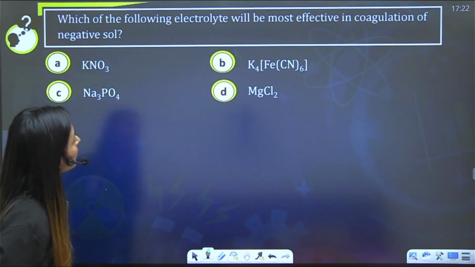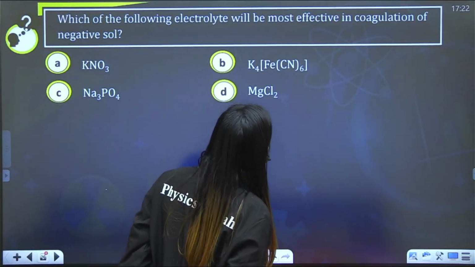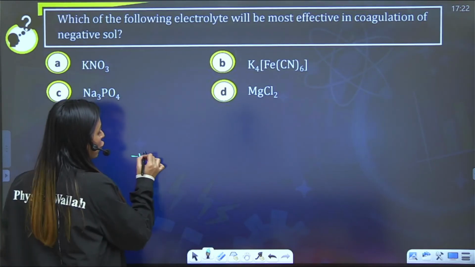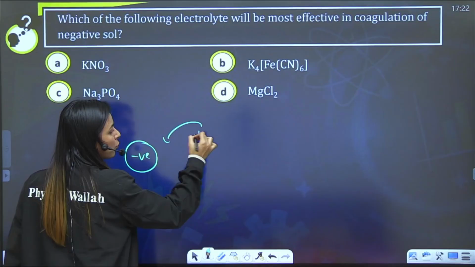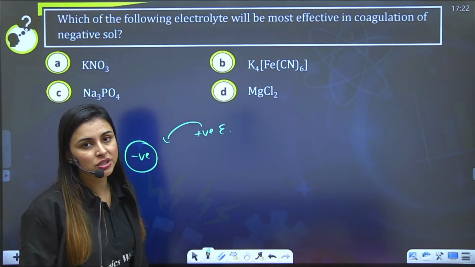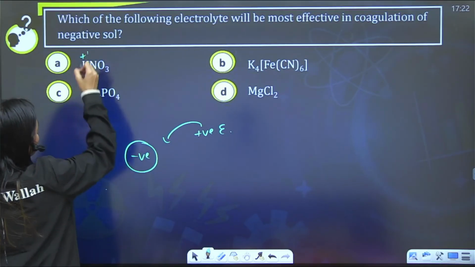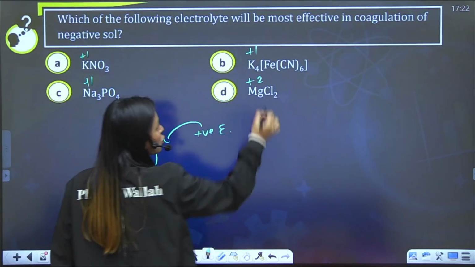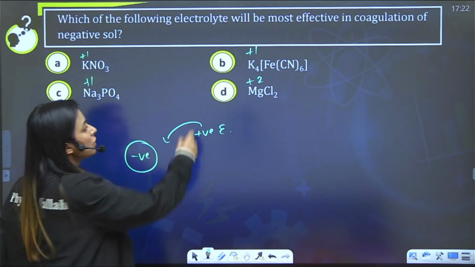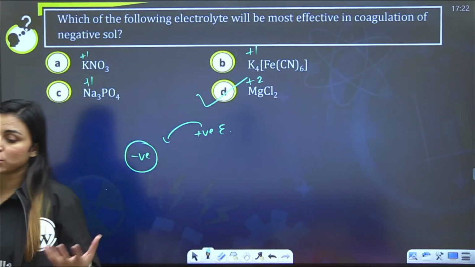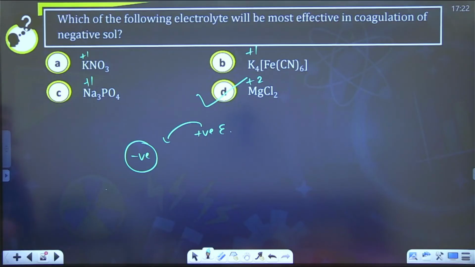Next: which of the following electrolytes will be most effective in coagulation of a negative sol? You have a negative colloid, so definitely to coagulate it, you need a positive electrolyte, and the more the positive charge, the more the coagulation power. Here +1 charge, here +1 charge, here also +1, and here +2. So the maximum is +2 charges here. So D will be your correct answer. This is how you can find out which will coagulate best. I hope you're clear with this. Please write it down and then we'll move forward.